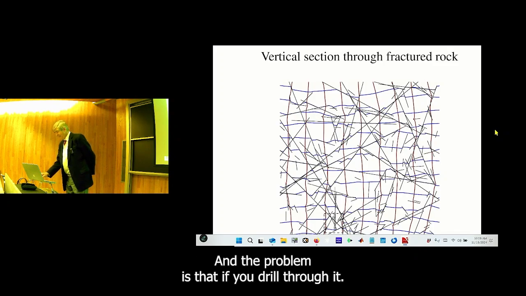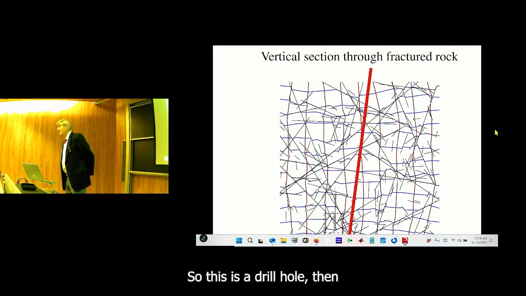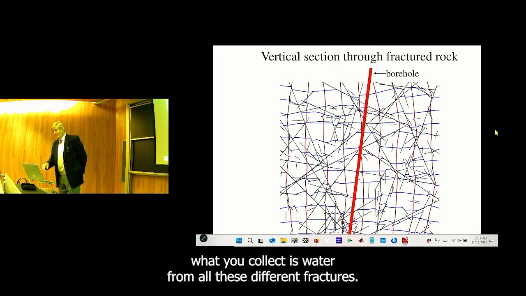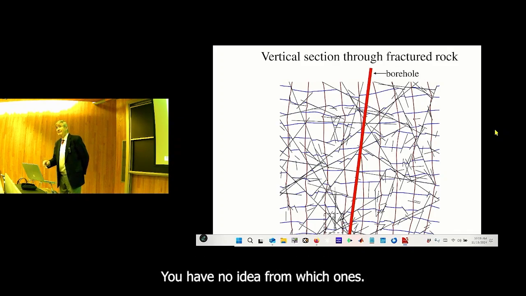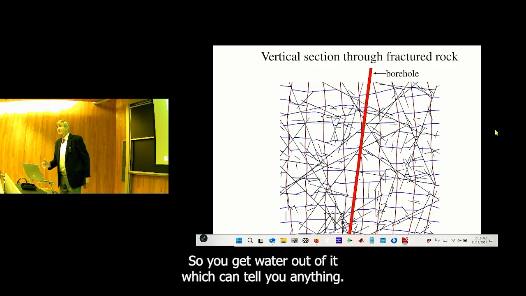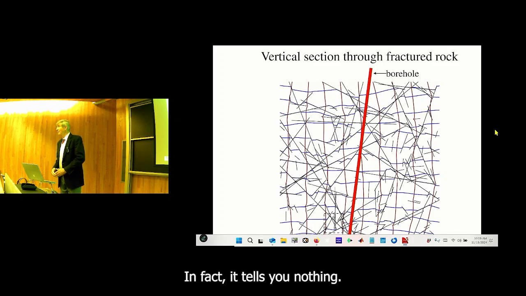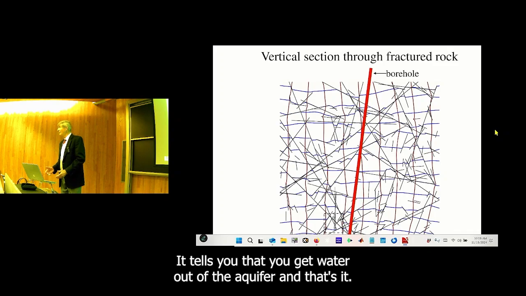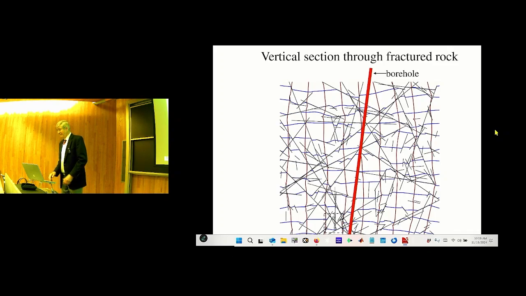And the problem is that if you drill through it, so this is a drill hole, then what you collect is water from all these different fractures, but you have no idea from which ones. So you get water out of it, but it doesn't tell you anything. In fact, it tells you nothing. It tells you that you get water out of the aquifer, and that's it.